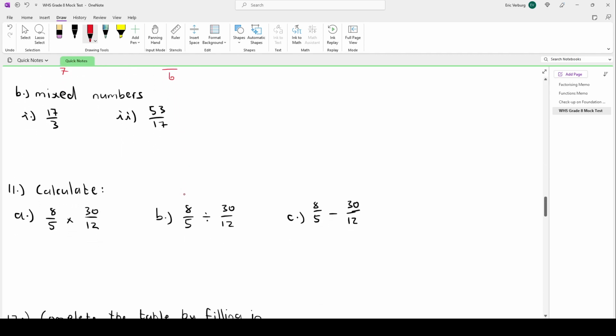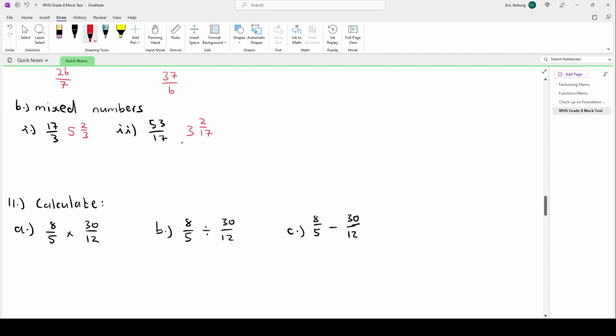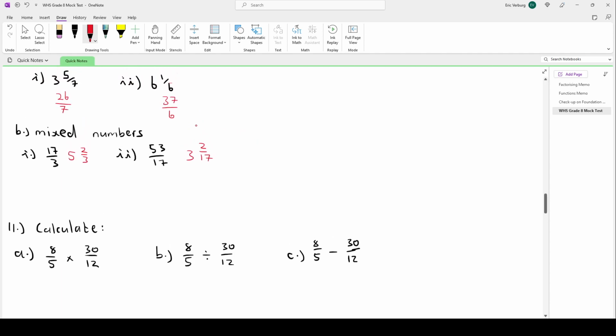Now change the following into mixed numbers. Here we see how many times 3 can go into 17. It can go into 17 5 times, because 3 times 5 is 15, and then there's 2 remaining, so 2 over 3. In this case, 17 can go into 53 3 times, and 17 times 3 is 51, so again there's 2 remaining, and the denominator remains 17. You see in both of these cases the denominator does not change. That'll be the same.